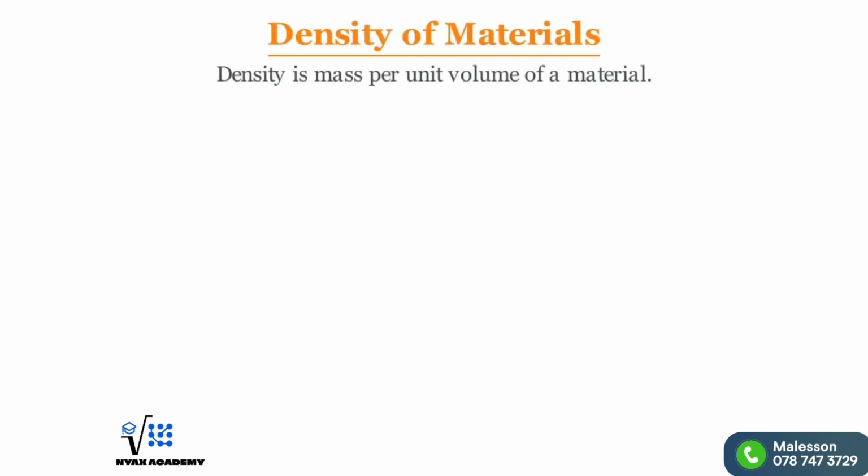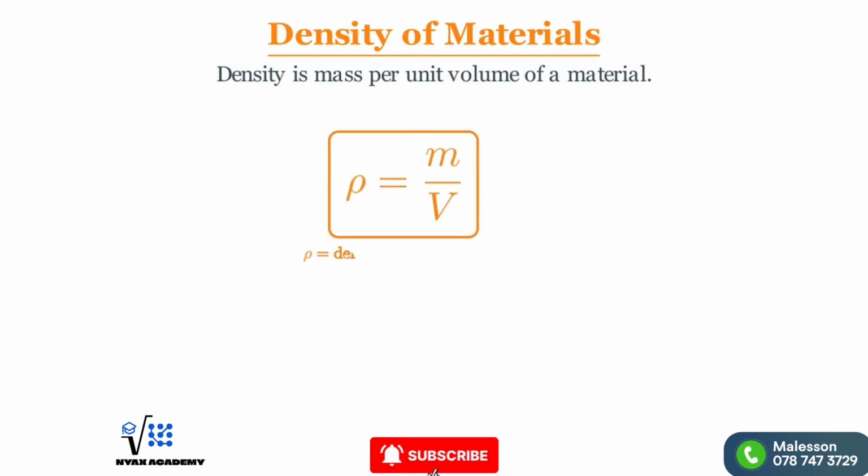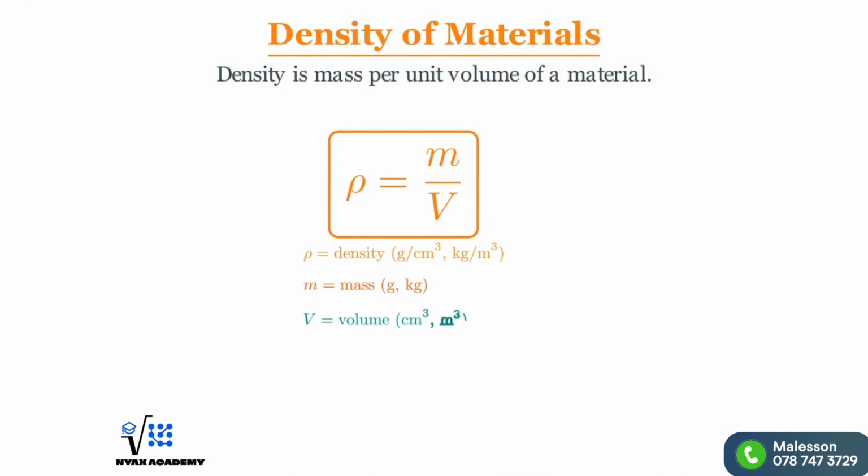Let's take a look at the density of materials. This is defined as the mass per unit volume of a material, and we use the formula ρ is equal to m over v. The units of density are grams per cubic centimeter or kgs per cubic meter, whilst the units of mass are kgs or grams, and for volume are cubic centimeters or cubic meters. Take note that this formula can be rearranged to make either mass or volume the subject.